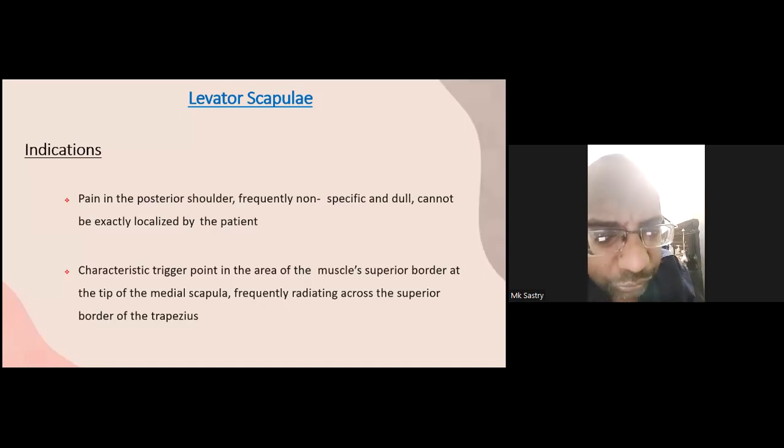It is called Levator Scapulae pain. The characteristic trigger point in the area of the muscle is superior to the border of the tip of the medial scapula, frequently radiating across the superior border of the trapezius. So the pain comes from the back to the front. So how to reduce this pain?